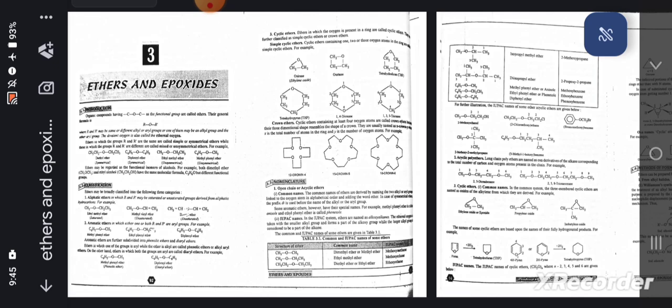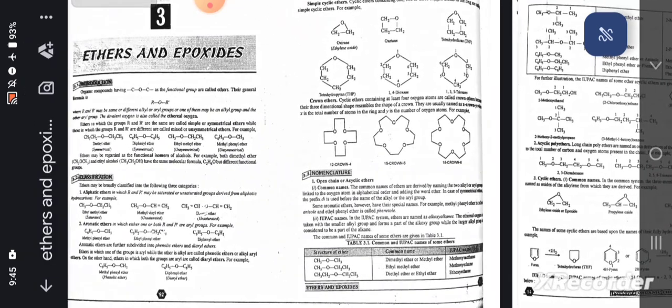Let's start. Introduction: organic compounds having C-O-C as the functional group are called ethers. Their general formula is R-O-R', where R and R' may be the same or different alkyl groups, or one of them may be an alkyl group and the other an aryl group. The divalent oxygen is also called the ethereal oxygen.